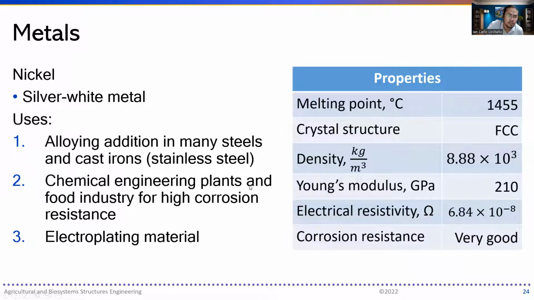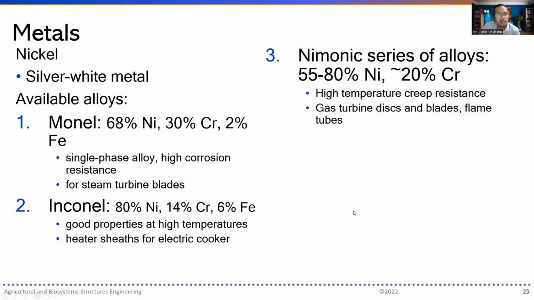Okay, nickel. This is a silver-white metal and used as an alloying addition in many steels. This is the one used for stainless steel and cast irons also. Chemical engineering plants and the food industry have high use for this because of its high corrosion resistance, and it's the food-grade material of choice in the food industry. You have your electroplating use as well. And the properties are shown: melting point, crystal structure, density, Young's modulus, electrical resistivity, and the corrosion resistance.